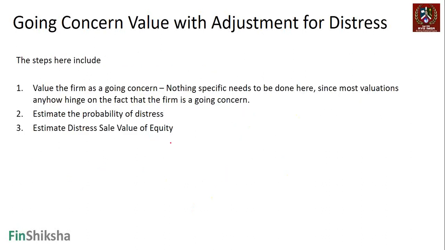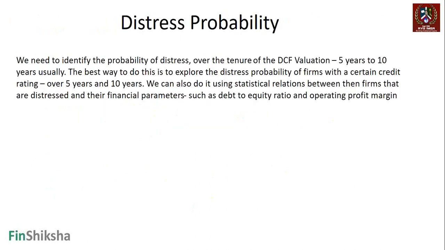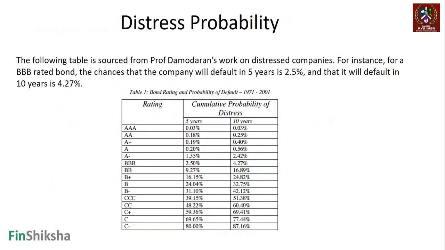And that's the idea. Now you have to basically do a simple DCF, estimate the probability of distress, and find the distress sale value of equity. How do you estimate probability of distress? For this, you look at the firm's credit ratings, and you try to identify the chances that the firm will default. Or historically, let's say a firm with a credit rating of A, what are the chances it defaults in the next 10 years, right? So you can find the cumulative distress probability of firms by looking at the history of a certain credit rating over 5 to 10 years.